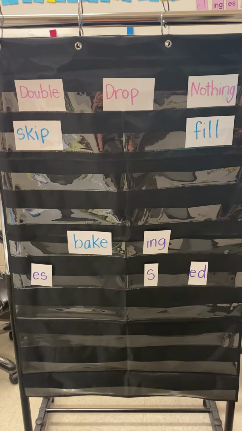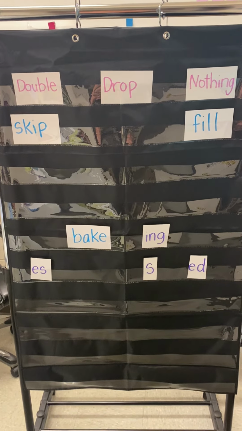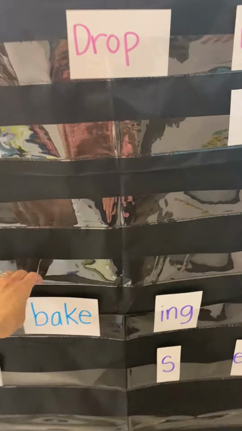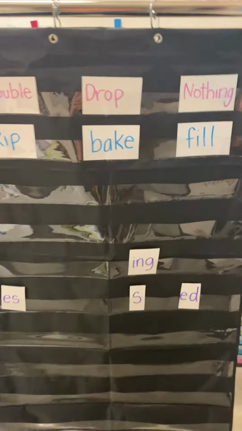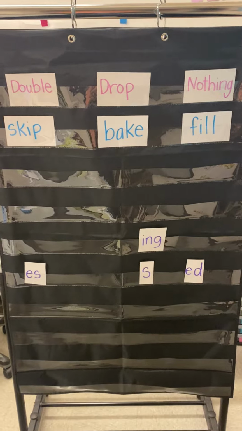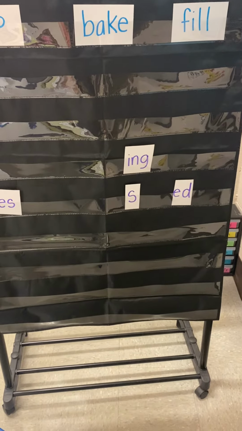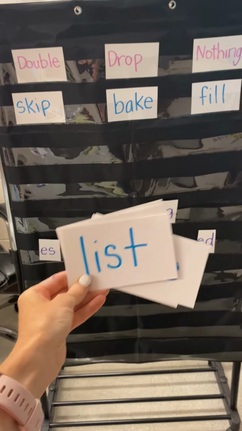Well, the answer is drop. You would drop the E before adding ing. So let's take that and put it in the drop column. So you would do that for a whole list of words that you have. Oh, funny, there's a word list.